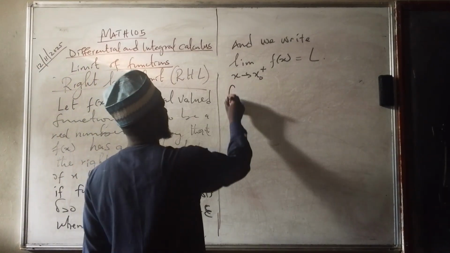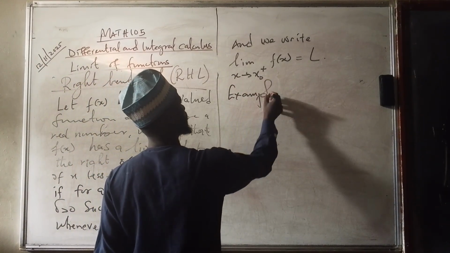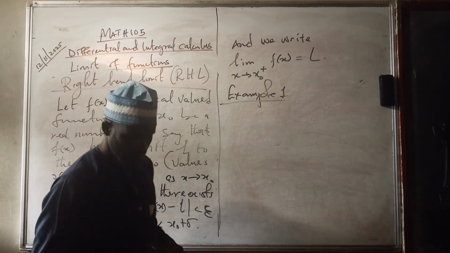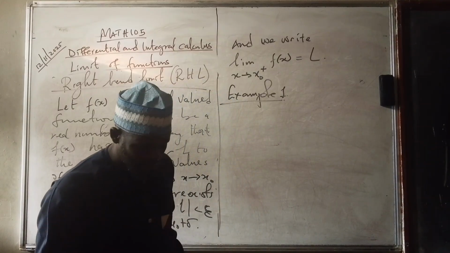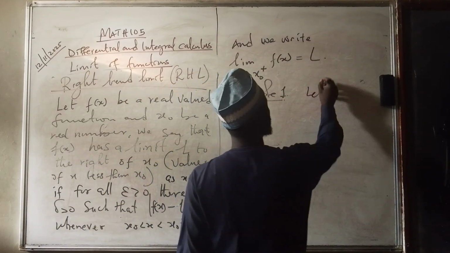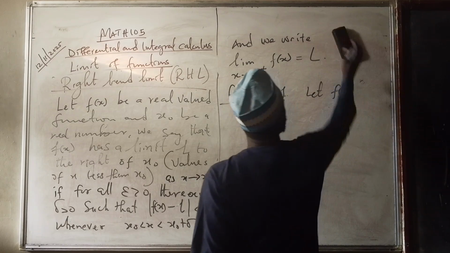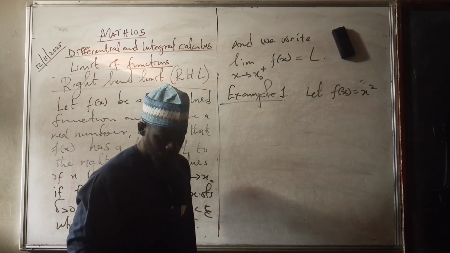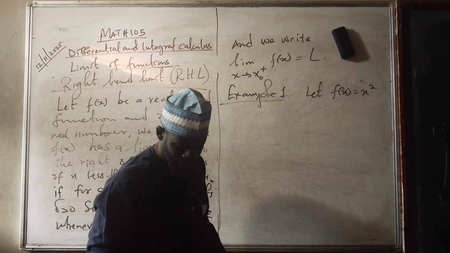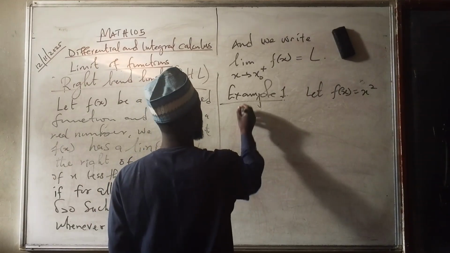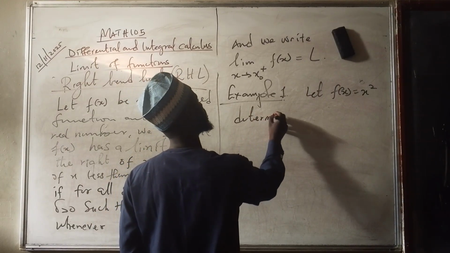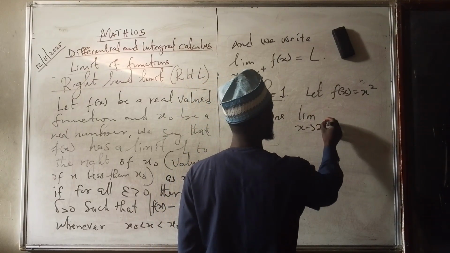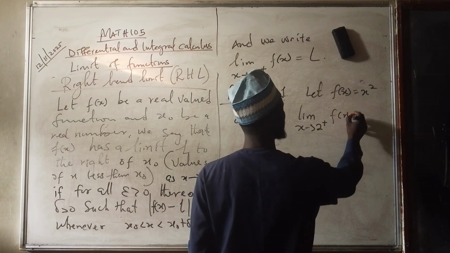So an example in terms of the right hand limit, example 4 entirely. Let f of x be equal to x squared. We should determine the value of the limit as x tends to 2 from the right of f of x.